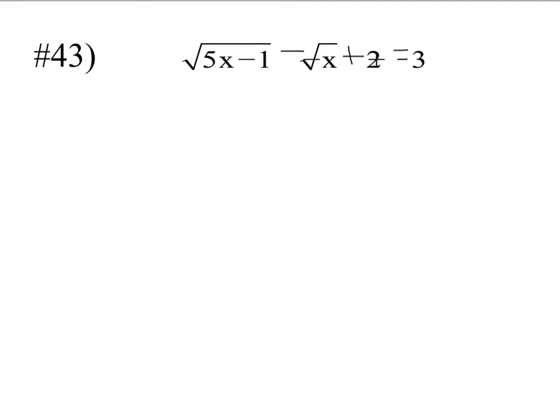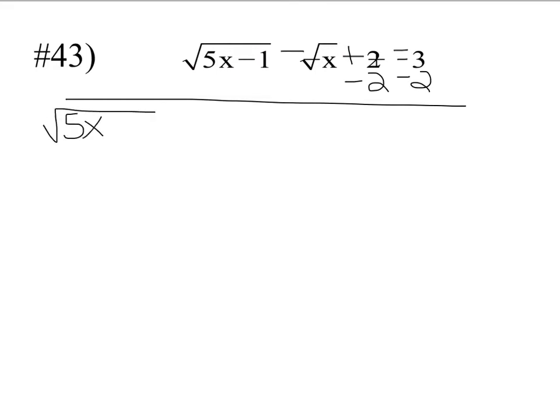Okay, number 43 says the square root of 5x minus 1 minus the square root of x plus 2 equals 3. Now, in order to be able to solve any of these, I have to isolate one of the radicals, either here or here on the left side. Doesn't matter which one, but you have to isolate one of them. So first I'm going to go ahead and move the 2 over to the other side. So I have the square root of 5x minus 1 minus the square root of x is equal to 1 because 3 minus 2 is 1.